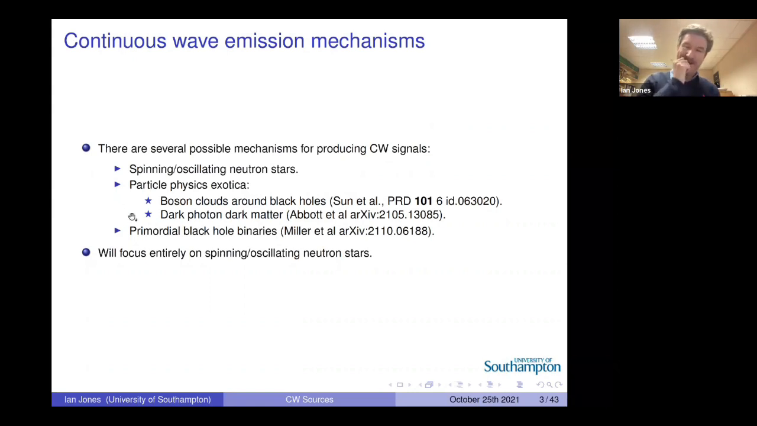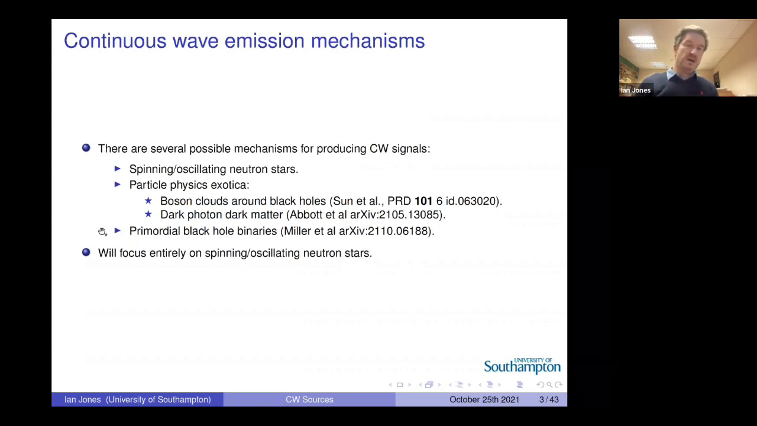Another, also speculative thing, is this so-called dark photon dark matter. Now, technically, this isn't a source of gravitational waves, but it's something that would produce a nearly monochromatic and very long-lived signal in your detector. So it's not actually a gravitational wave itself, but it's something that would show up in a detector as if it were one. And there's even been a LIGO Virgo paper on that, and I've put the arXiv reference down there.